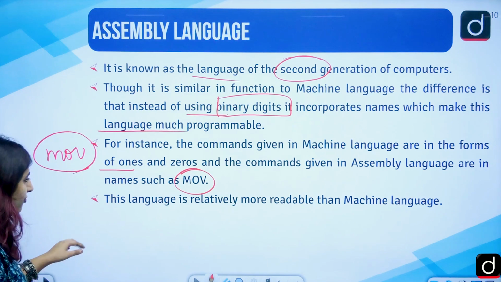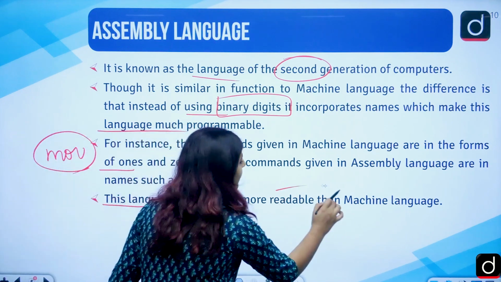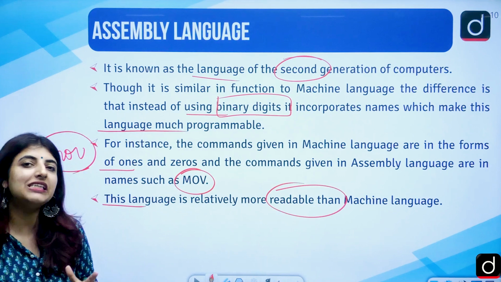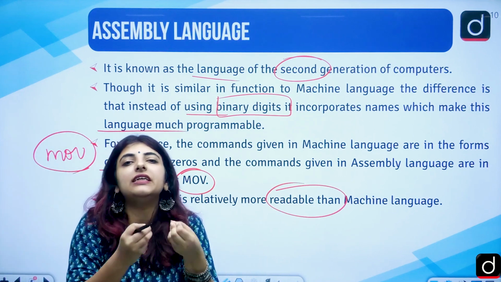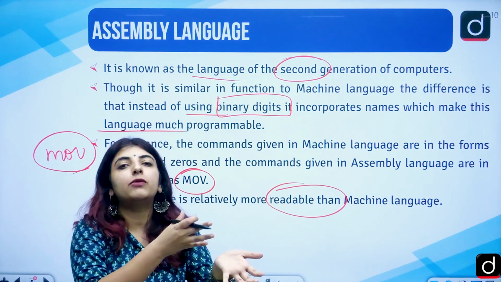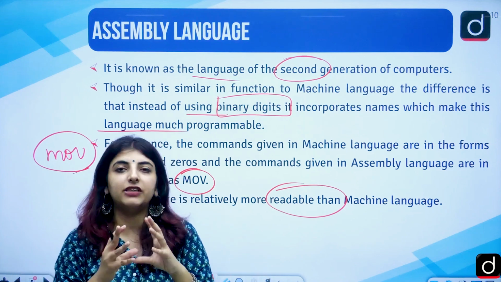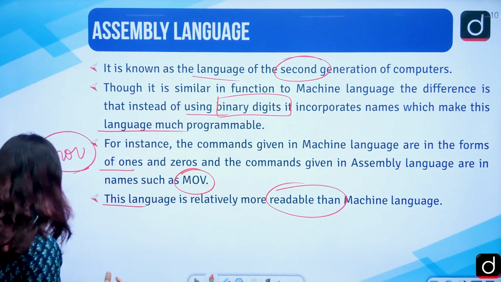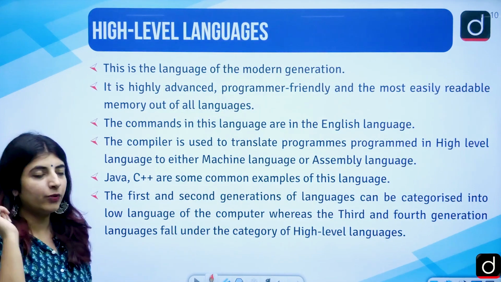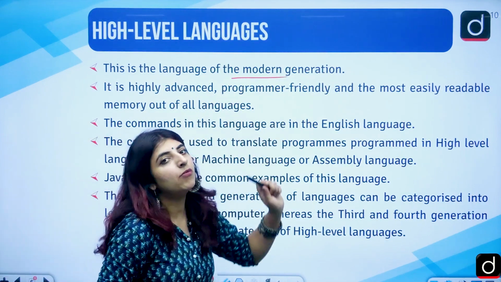Right? Which is an extension. This language is more readable than machine language. Hence, of course, it is easier to program certain programs, like make certain applications using this particular language, because it is humanly readable. Then we have high level languages, language of the modern generation.